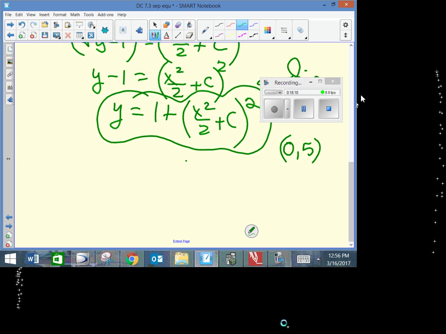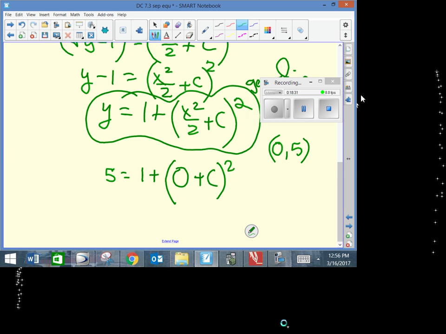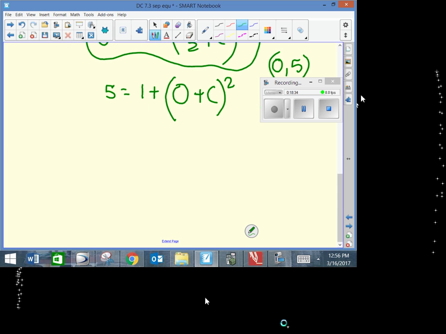All right. Okay. Plug it in there, Kelsey. Plug them in, sorry. 5 equals 1 plus 0 plus c. Now, how are we going to? This is just c squared, right? With c squared, but we multiply, you don't. You're right. So what does c equal? Plus or minus 2.